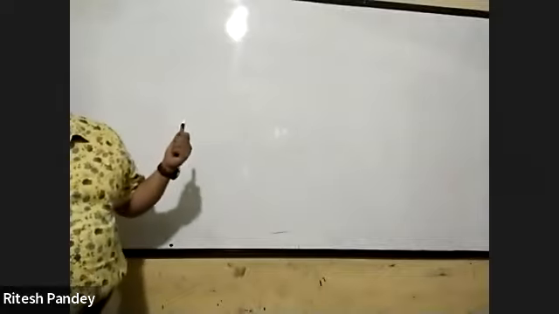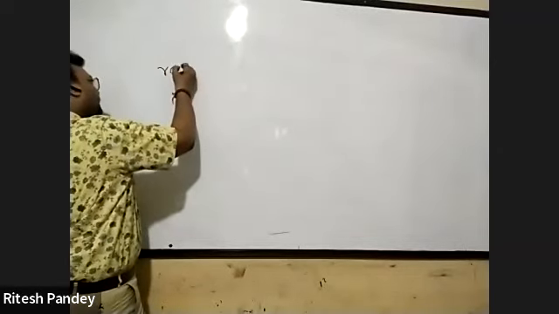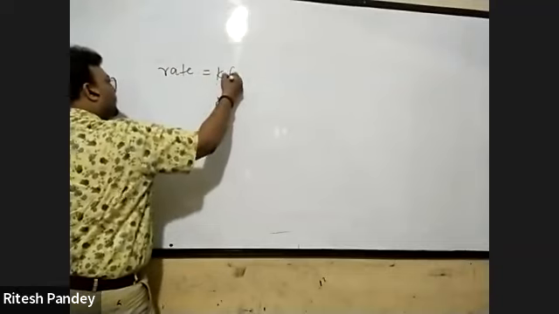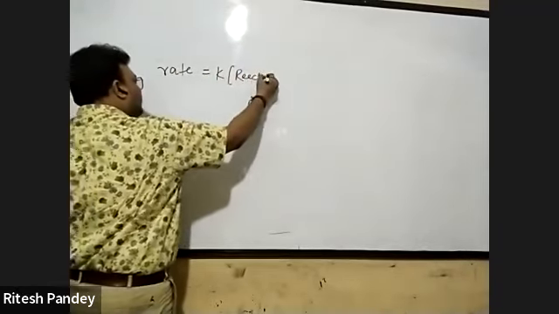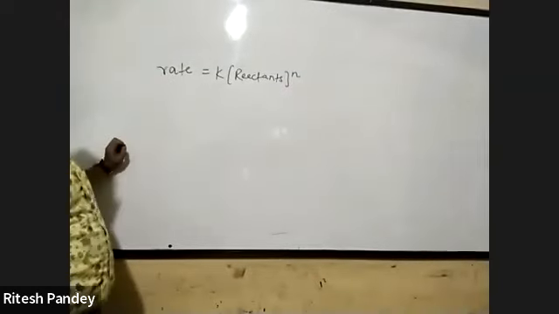We can carry on. Now, people online will keep on responding. Rate is equal to K reactants to the power n for an nth order reaction.